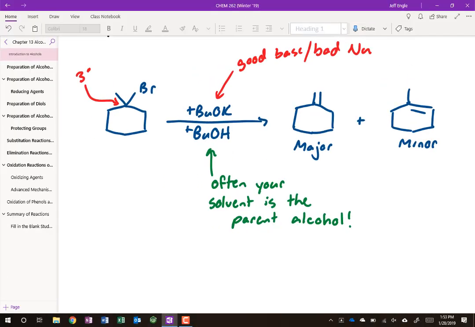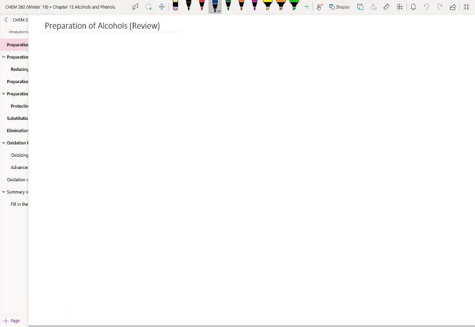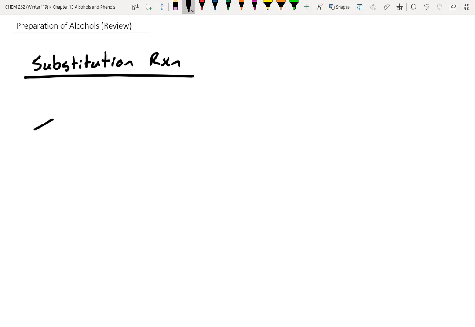We've actually seen a handful of ways of preparing alcohols too. So let's really quickly review the different ways we know for making alcohols. And then we'll cover some new ones this chapter too. All right, this is going back to last term. We saw how to make alcohols with substitution reactions.